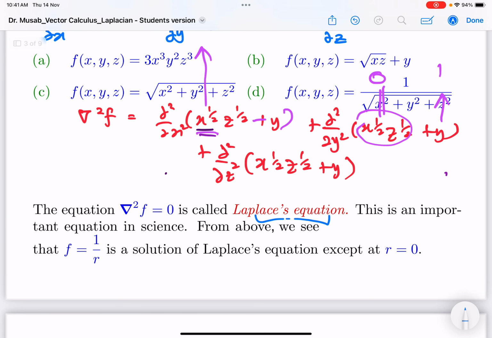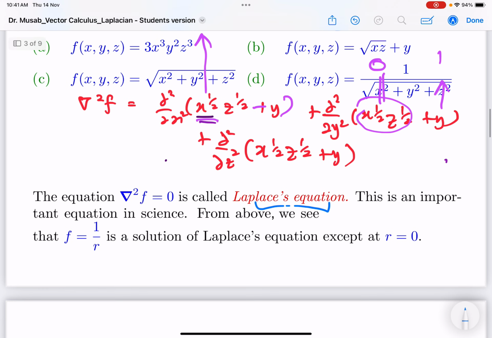So this is an important equation in science. As I showed the class in the last class, it is the Maxwell equation as well. Use the Laplace equation so that you can prove the case of the magnetic field and electric field on a photon. I'm not going to discuss those things right now. So this is the case.